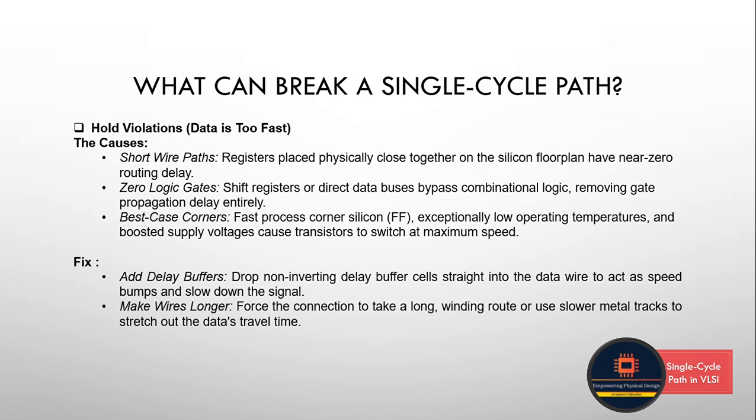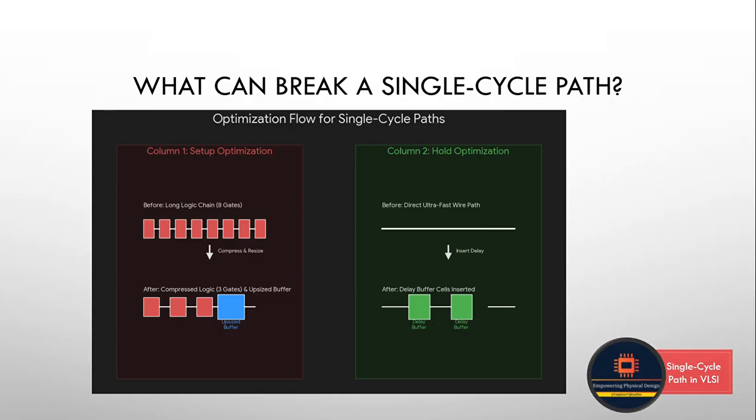Okay, so what can we do to fix this hold? We have to add some delay buffers. We can drop some non-inverting delay buffer cells straight into the data wire to act like a speed bump, to slow down the signal. Or we can make the routing a little longer. We can make a slightly longer, wider routing layer, or we can use some slower metal tracks. Okay, so those are the main ways of fixing hold violations. Now this is just an example I'm showing out here.